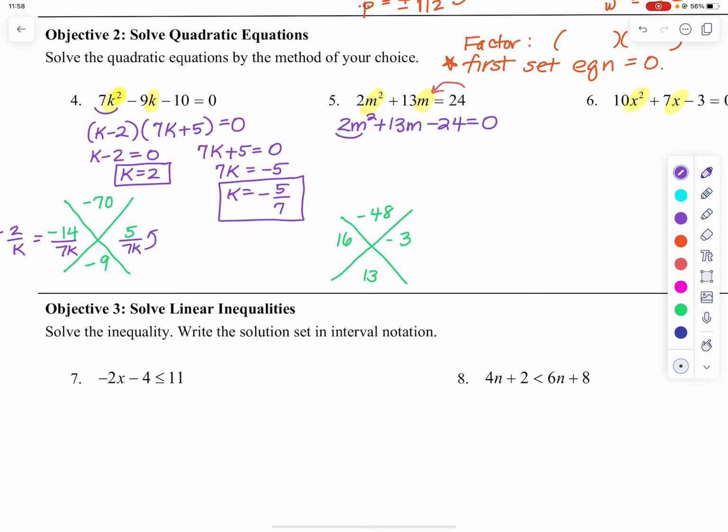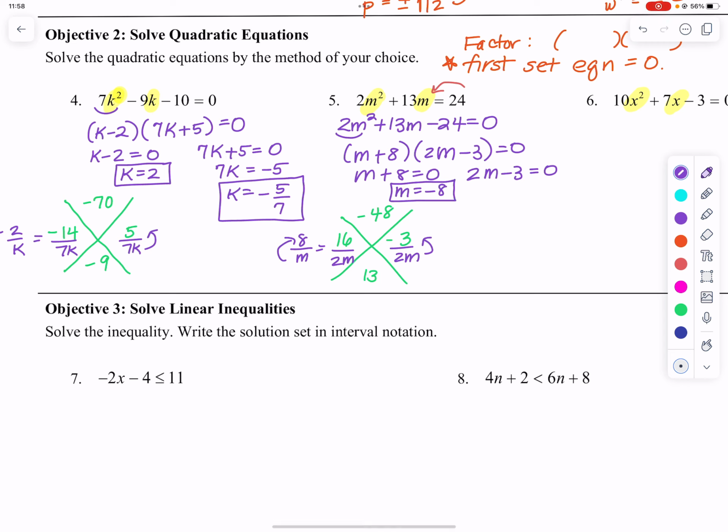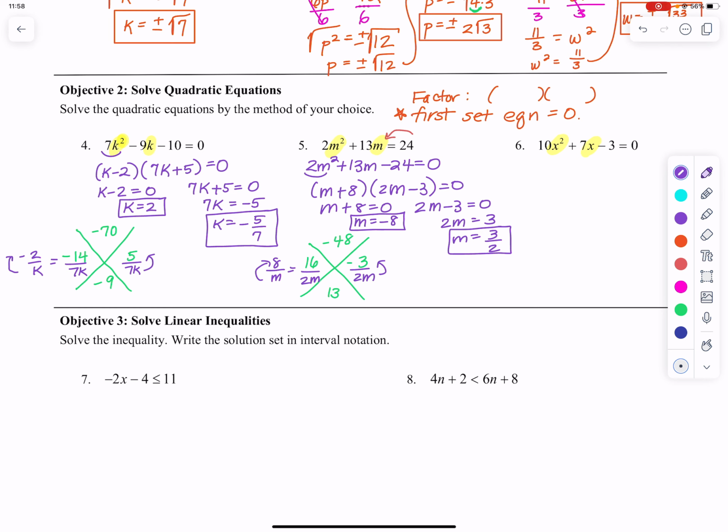So we will go ahead and divide both of those by 2m, and we are good to go there, and this is 8 over m. And so now we have m plus 8 multiplied by 2m minus 3. So either m plus 8 equals 0 or 2m minus 3 equals 0. And you can see that m equals negative 8 or m equals 3/2. So we do have two solutions there.